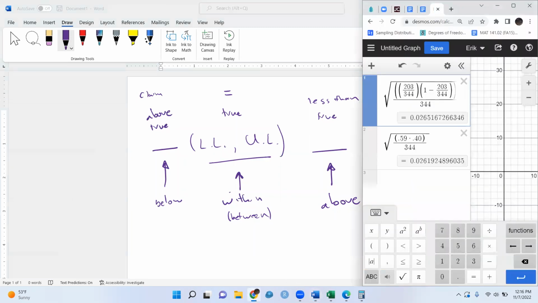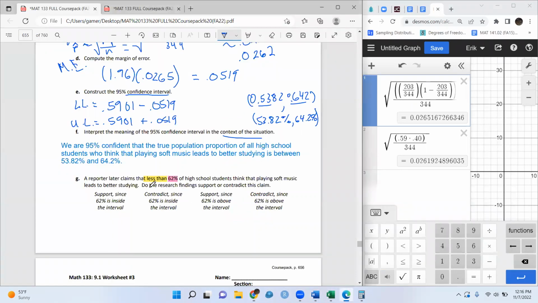So when we look at this, our news person claimed that it's less than 62%. So where is 62% relative to the confidence interval? Is it below, above, or within the confidence interval? Within. Good. 62% is somewhere in here. So if we had claimed that the true proportion is equal to 62%, our confidence interval supports it, because that's within the interval, and that's what an interval says. The true parameter is somewhere within these numbers. We don't know exactly, but we know it's within here, and we know that with 95% confidence.